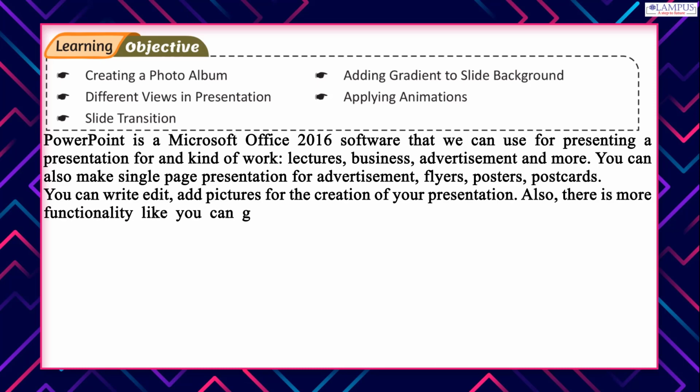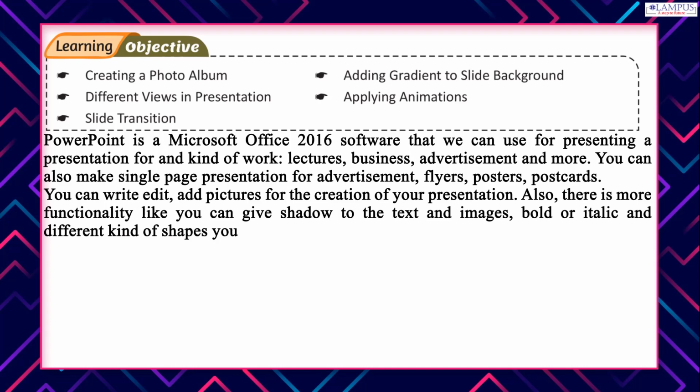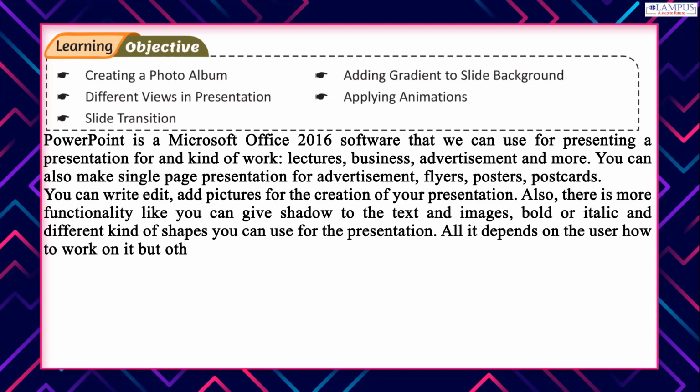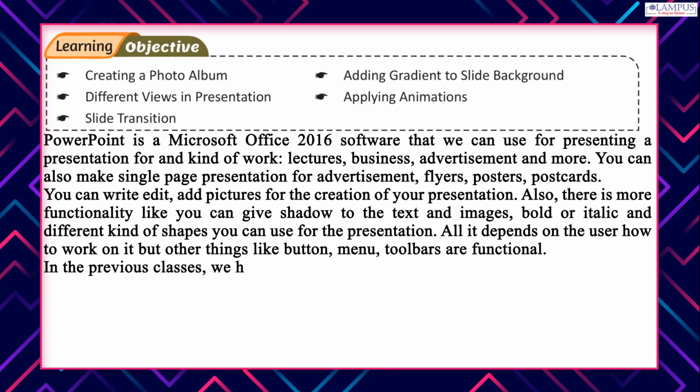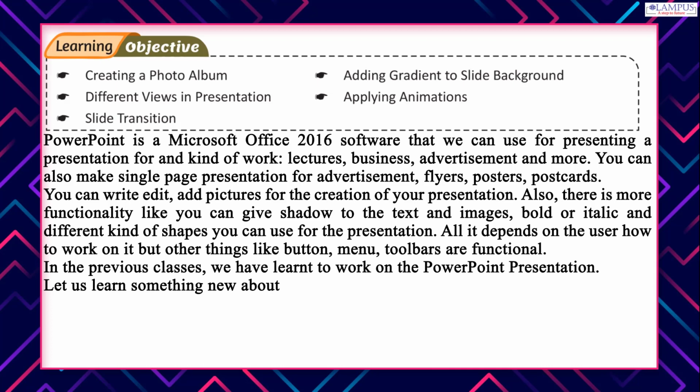Also, there is more functionality like you can give shadow to the text and images, bold, italic and different kind of shapes you can use for the presentation. All it depends on the user how to work on it, but other things like button, menu, toolbars are functional. In the previous classes, we have learned to work on the PowerPoint presentation. Let us learn something new about PowerPoint 2016 in this chapter.